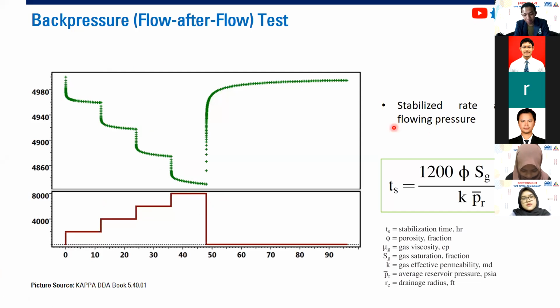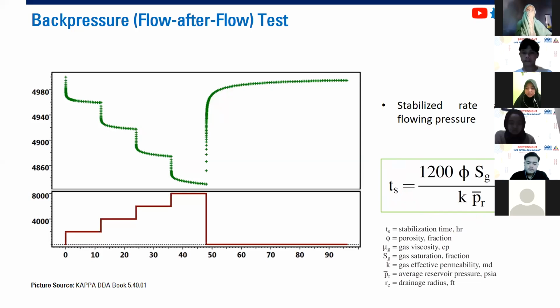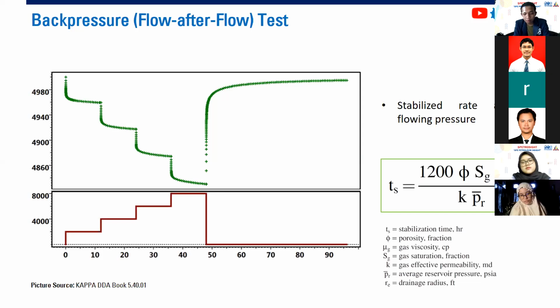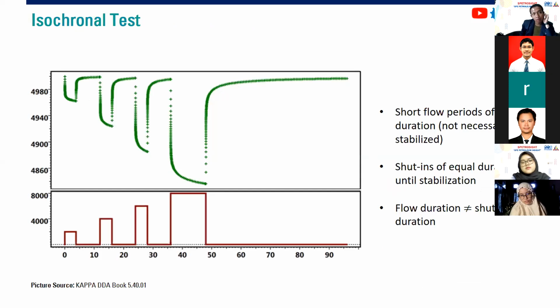To know how long we should flow our well, we need to use this stabilization time formula. It's actually the time required to reach pseudo steady state condition. This is not a difficult formula. If you have porosity and the other data, then you can easily calculate your stabilization time. But if the stabilization time is too long, for example with a low permeability reservoir, most of the time t_s will be very, very long, and we cannot do back pressure tests. So we can substitute with isochronal tests, which are quite a bit faster.